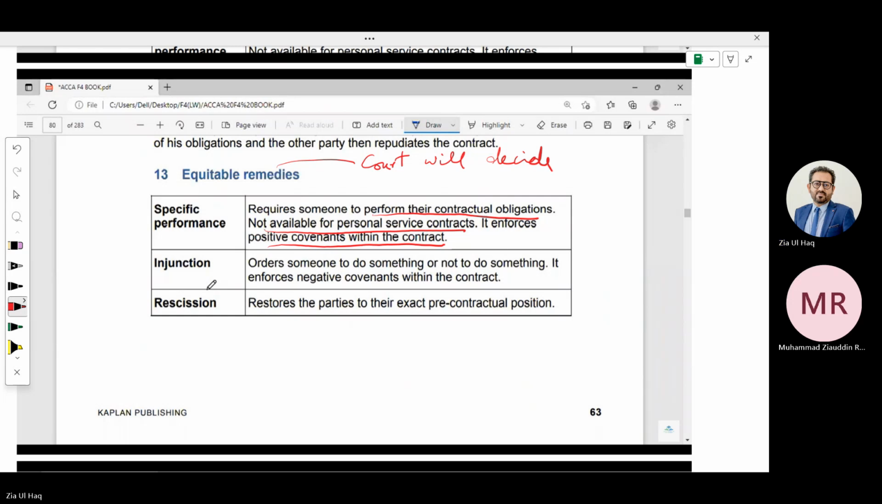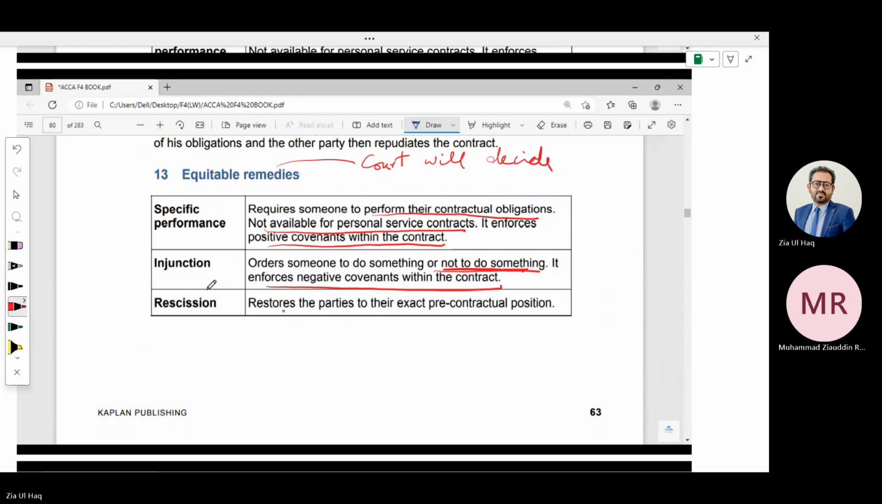Court will stop some party from doing something. It will order someone to do something or not to do something, mainly not to do something; it enforces negative covenants within the contract. Otherwise, the contract will not be completed, because if the other party performs something, there could be more problems. That's why the court stops the other party from performing this.